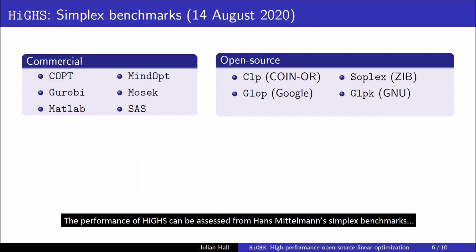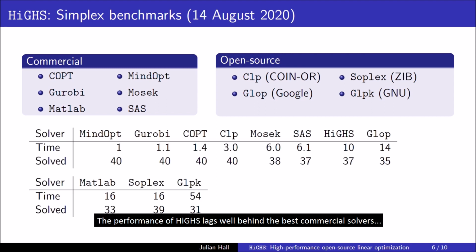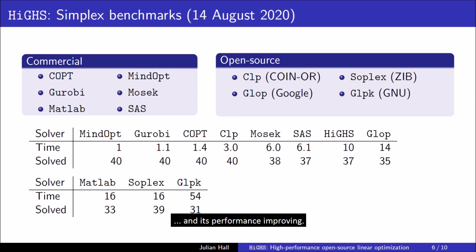The performance of HiGHS can be assessed from Hans Mittelmann's simplex benchmarks for 6 commercial and 5 open source solvers. The performance of HiGHS lags well behind the best commercial solvers, but it's second to CLP of the open source solvers. However, unlike CLP, GLOP, and Soplex, HiGHS is under active development and its performance is improving.